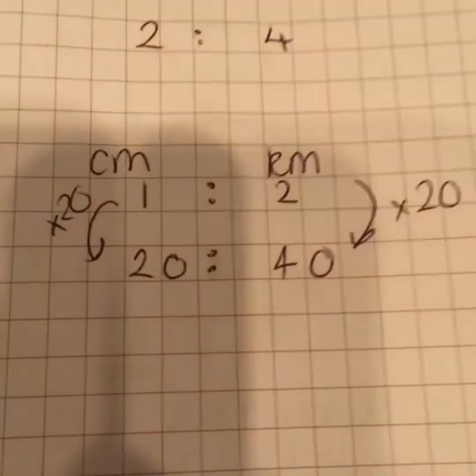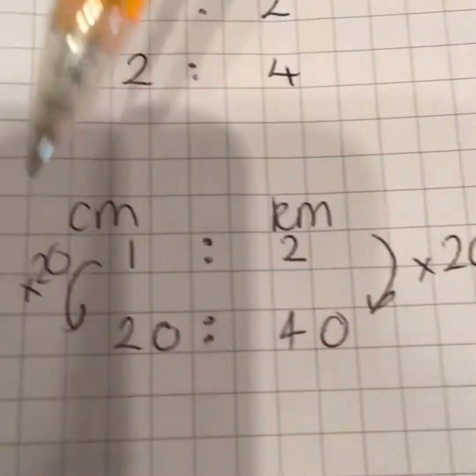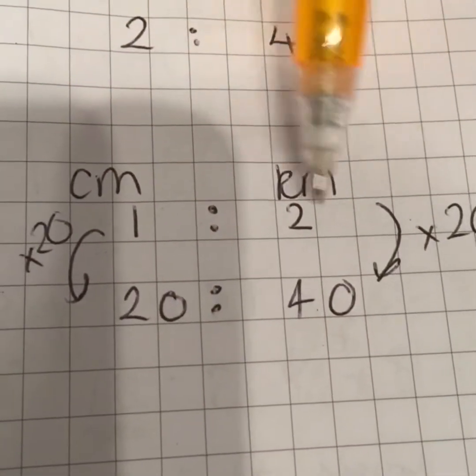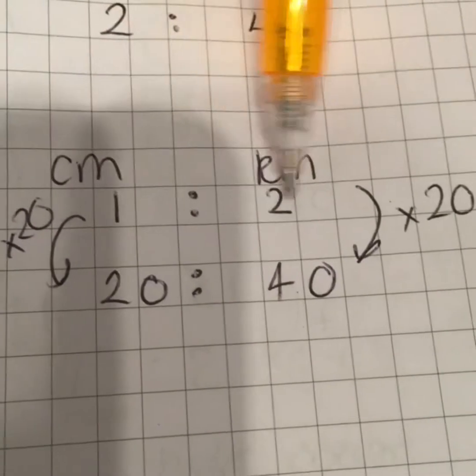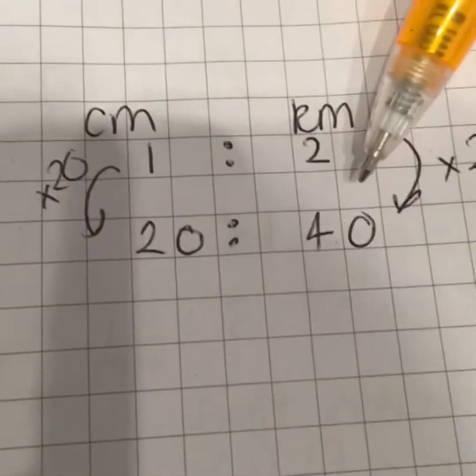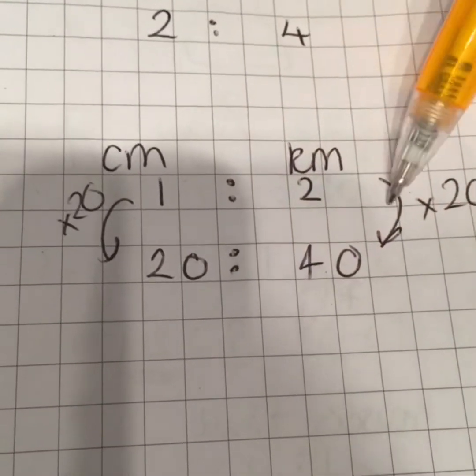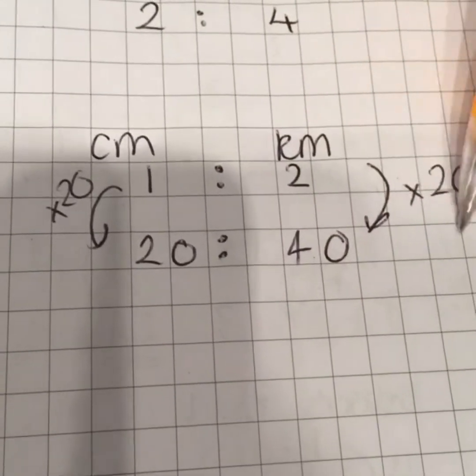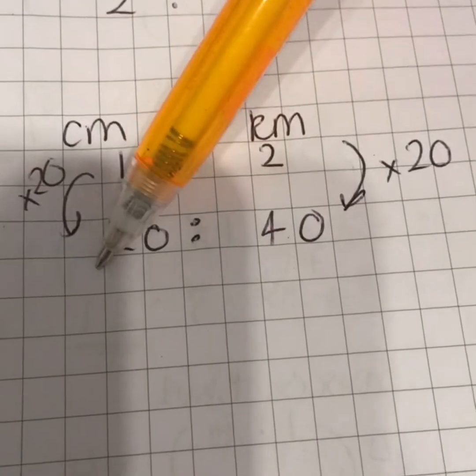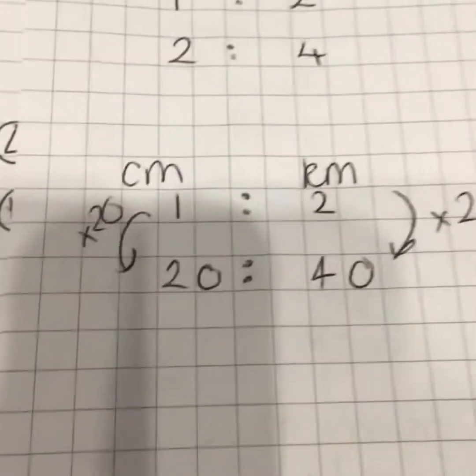This is the way I would prefer to do it. That's just the way I like to set it out. I've still got my centimetres and my kilometres. I've still got 1 for every 2. That's not changed. I've then written here that I know that there's 40 kilometres. What did I do to get from 2 to 40? Well, I times by 20. What am I going to do to this side? I'm going to times by 20, so it's 20 centimetres.